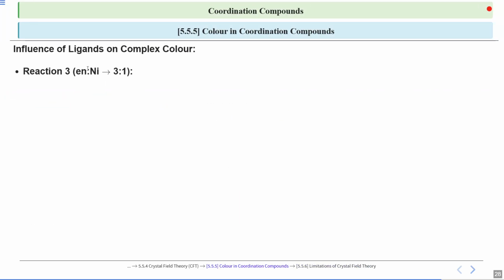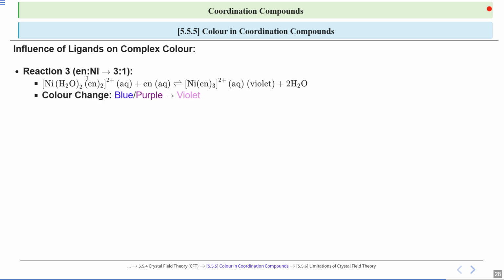Reaction 3 involves an ethane 1,2 diamine to nickel ratio of 3:1. In this complex, we add one more ethane 1,2 diamine and get the final complex Ni(ethane 1,2 diamine)3 2+, which is finally violet in color, and two water molecules come out of the complex. The color changes from blue or purple to violet.